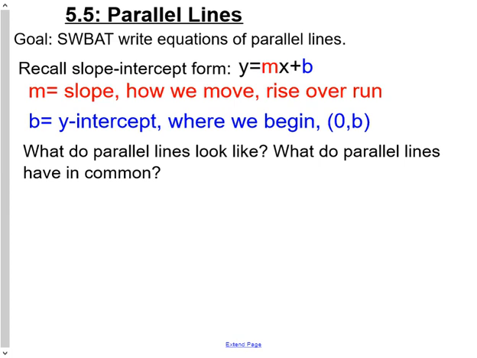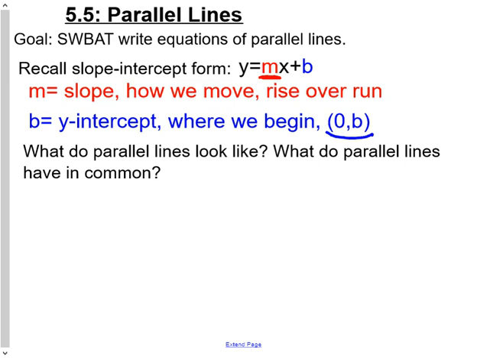So recall slope-intercept form is our y equals mx plus b. M is our slope, which is how we move. It is our rise over run. Again, it's notated there in red. Whereas b is our y-intercept. If we graph, it's where we begin, and it's the point (0, b). Right, so that would be our actual ordered pair.